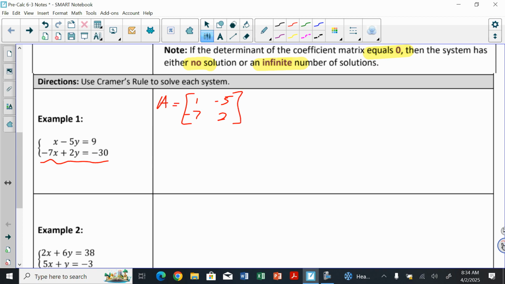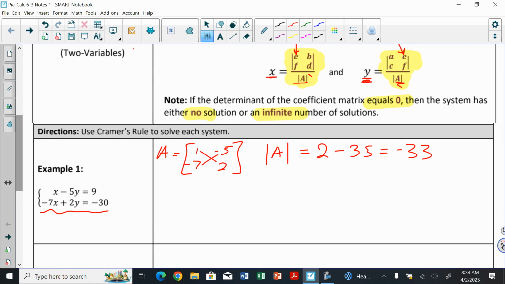The first thing I have to do is find the determinant of A. To do that, again, I'm going to multiply diagonally. So 1 times 2 is 2, minus -7 times -5, which is a positive 35. So my determinant is -33. I need that because it goes in the denominator of this formula here for x and y.